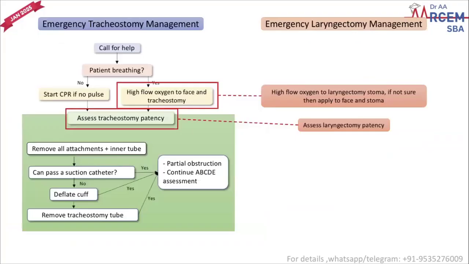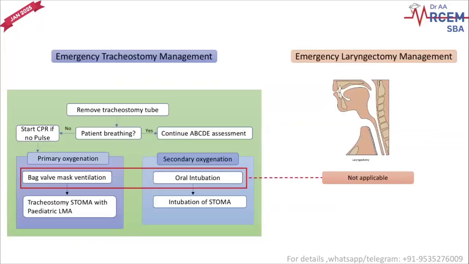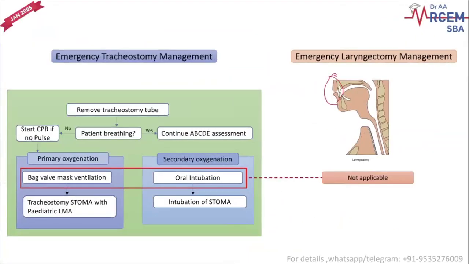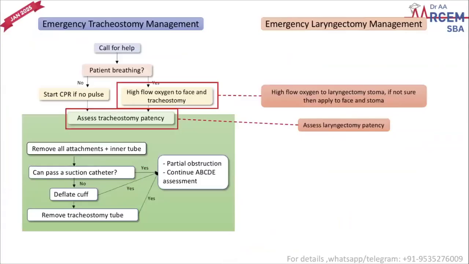Next one is laryngectomy. How to manage a laryngectomy. We are aware that there is no communication here. So if you are sure this is a laryngectomy, you need not place a mask. How to be sure? Check the old records, take a collateral history. The patient himself might say it is a laryngectomy. If you're not sure, place the mask over the face and stoma on both sides.